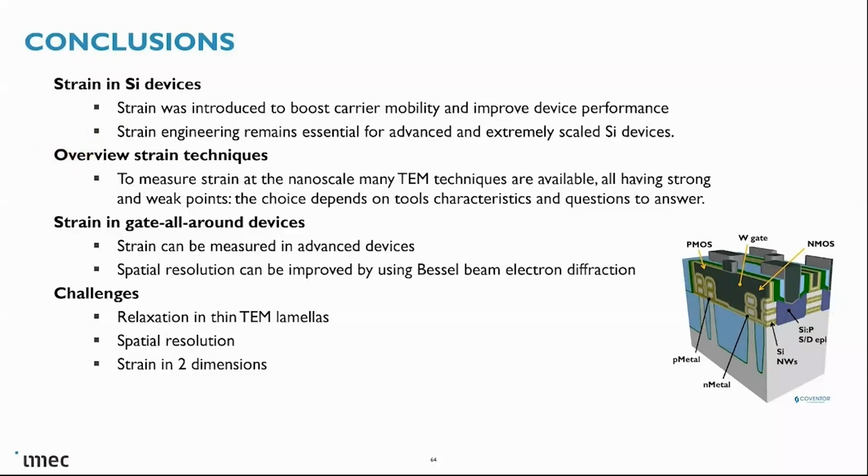I showed you different strain techniques. To measure strain at the nanoscale, there are many TEM techniques available, all having strong and weaker points. The choice of which one to use depends on the tool's characteristics and the questions you want to answer. You may need a higher spatial resolution because you have an extremely scaled device, or you need better sensitivity, or you want a large field of view. So the choice of the technique may depend on this.